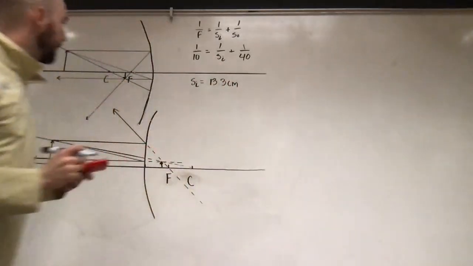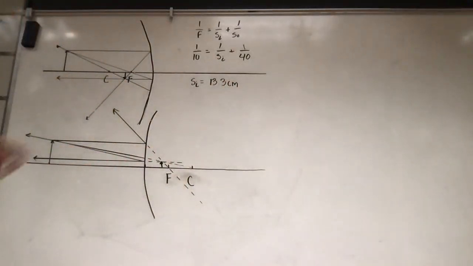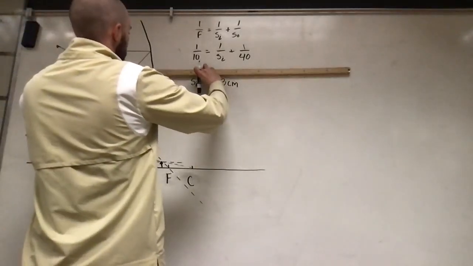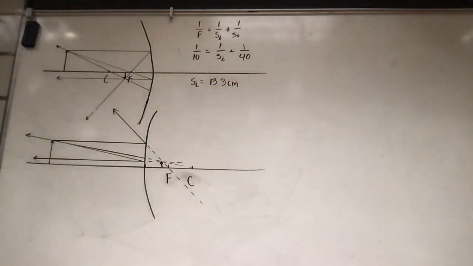If I were to take my ruler, and you can see it's a little bit past 10. If I were to put this up, hey, that's not bad. It's right around 13, so that's pretty good.